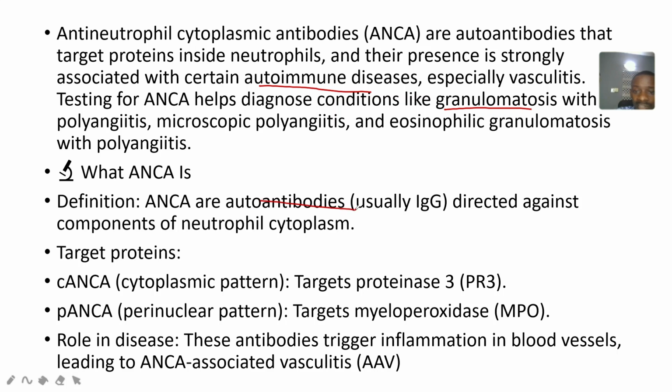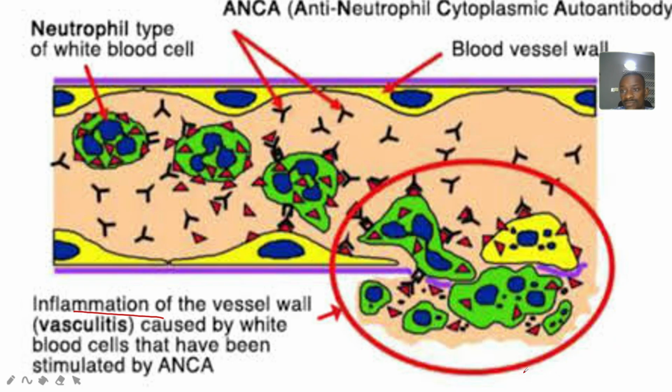So they're actually antibodies that are directed against components of neutrophil cytoplasm. So target proteins: the cytoplasmic type usually targets proteinase 3. The perinuclear type usually targets myeloperoxidase. Okay. So they are related to all those blood vessel inflammations.